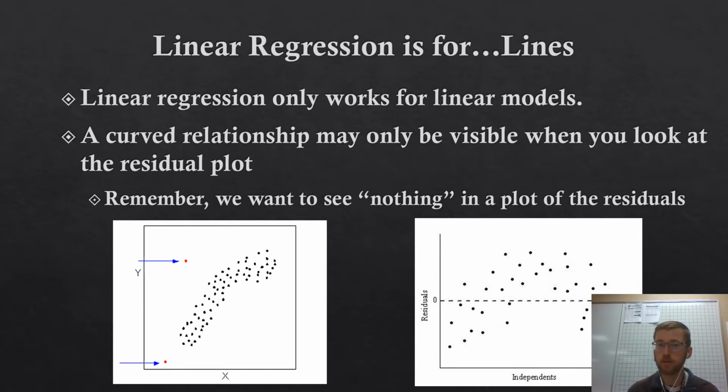A curved relationship may only be visible if you look at the residual plot. So for example, if we look at this bottom left scatter plot, it looks like it might be somewhat linear, but as we look at the right, which is the corresponding residual plot, we see that there's definitely a curved pattern here. So when it comes to determining do we have a linear pattern or do we not, it's great to look at our scatter plot, but the residual plot is going to tell us for sure whether we have a truly linear model or not.